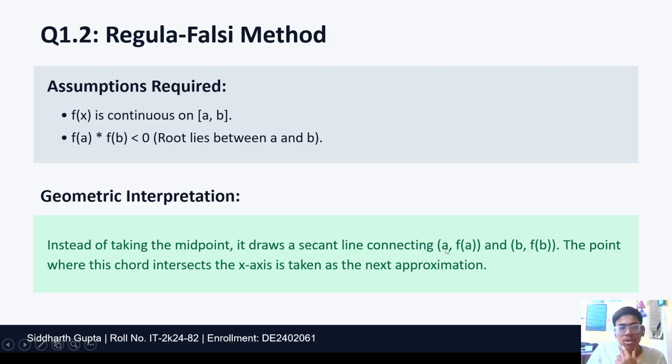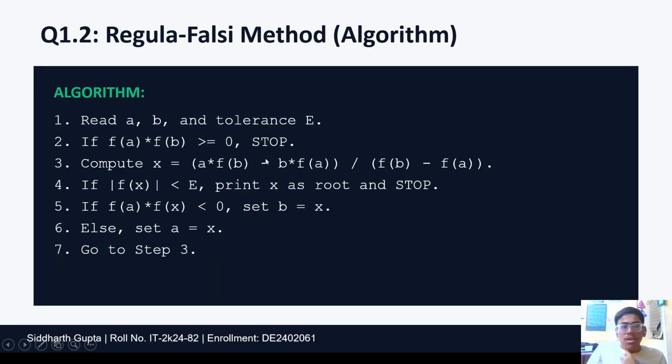So here a secant will be passing through (a, f(a)) and (b, f(b)), and the point where the chord intersects the x-axis is taken as the next approximation. Now the algorithm for the Regula-Falsi method is: first we will read a, b, and tolerance e. If f(a) into f(b) is greater than 0, same thing as we did in bisection, we will stop. Else we will compute x, that will be (a into f(b) minus b into f(a)) upon (f(b) minus f(a)). We already know f(b), f(a), a, b, so we will compute x. This x is the same as m we calculated in the bisection method.